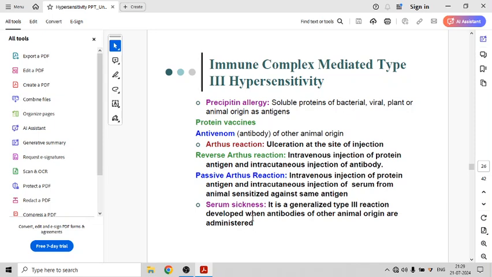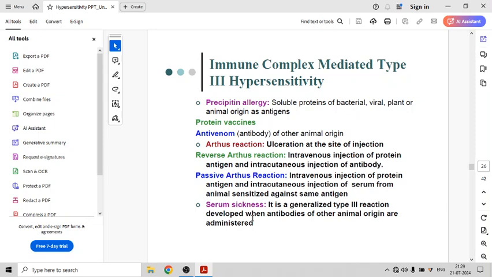That formation of precipitate would result later in a severe inflammatory reaction, which I'll be discussing a little later. You will see that inflammatory cytokines and inflammatory cells will infiltrate the area where the precipitate has been formed, and even the complement is going to be activated, and activation of the complement causes lysis in the area, causing an ulceration. So the Arthus reaction can be classified into reverse Arthus reaction and passive Arthus reaction.